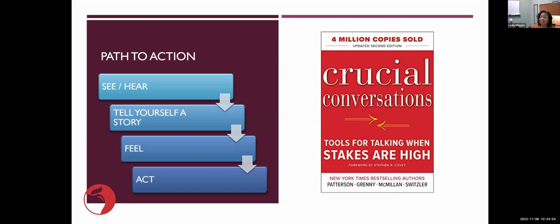As a human being, we see or we hear someone say something, right? We then tell ourselves a story about the assumption of what that person is talking about. How many of you have ever assumed that you knew what a person was going to say before they said it? I know I have. How many of you have assumed that a person was talking about you and it had nothing to do with you at all? Yeah. So we tell ourselves a story about what we believe. We then feel how we're going to feel about what we told ourselves in that story. And then we act out on it based off of what we told ourselves. But the reality of the matter is your perception is your reality.